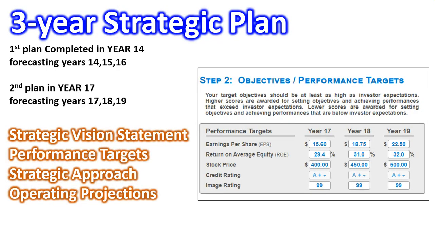The 3-year plan is submitted twice throughout the simulation. The first time it will be completed for year 14, and the second time in year 17, and it will cover the 3 subsequent years for each. This is a forecast and is to be used by potential investors as well as an exercise for you to think beyond the day-to-day operations of your company and instead to focus on the long-term direction of your business. It includes 4 elements: a strategic vision, performance targets, your strategic approach, and operating projections. And it will be accessed from the corporate lobby.